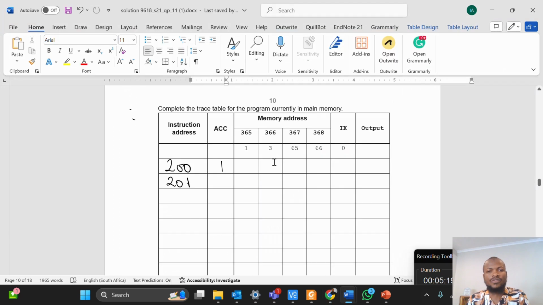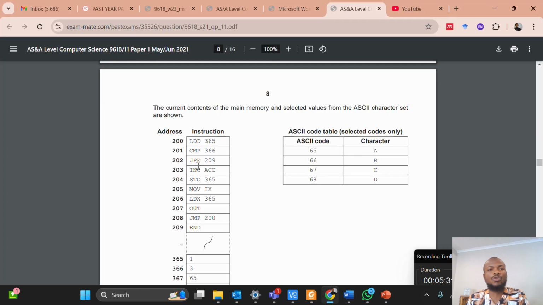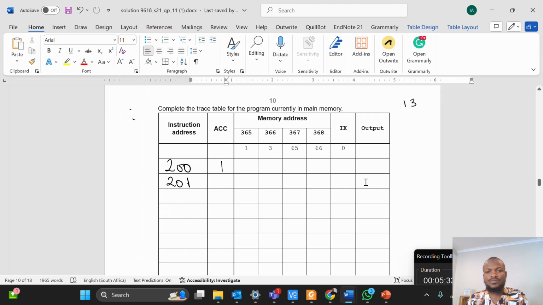CMP366. What is the content of address 366? It is 3. So it compares 1 and 3. What is it comparing? It's comparing if they are the same or not. Okay. So that means at 201, nothing will be written, because it is just a comparison.